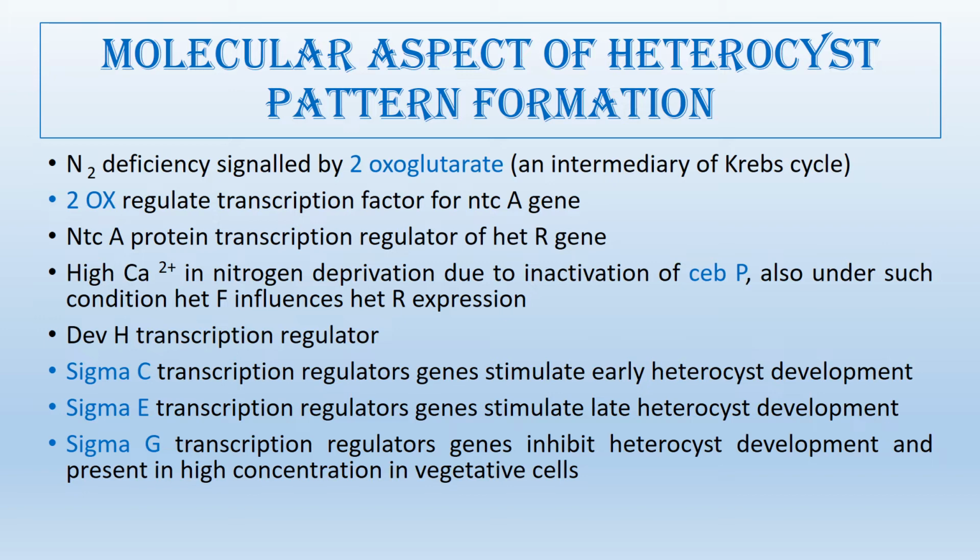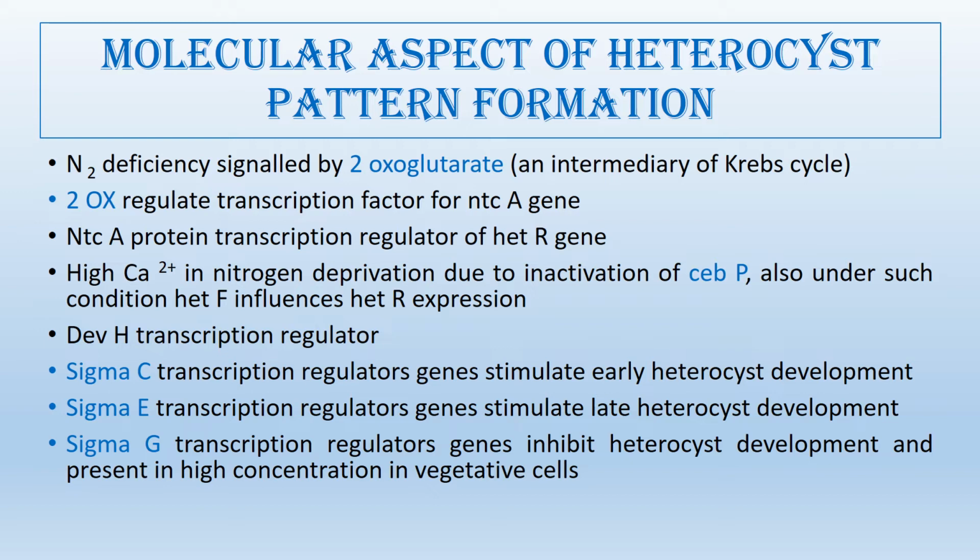And not only in nitrogen deficiency do we see 2-oxoglutarate accumulating in the cell, but we also see another thing, that there is also a very high amount of calcium in case of nitrogen deprivation. This high amount of calcium is because of inactivation of another gene, that is the CBP. So this high amount of calcium is also an indicator that there is less amount of nitrogen in the media.